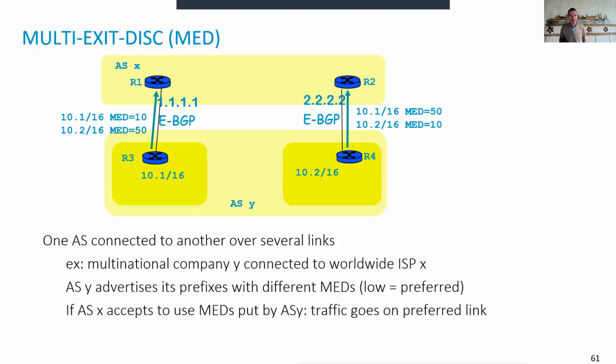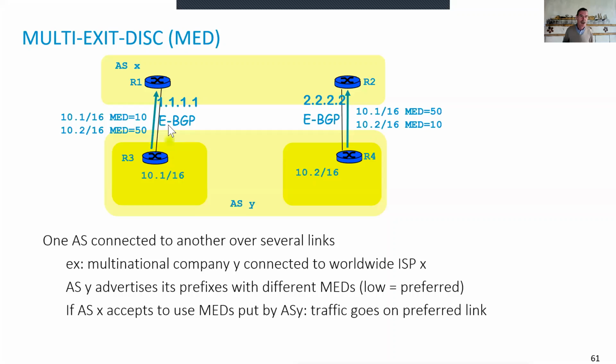Another important field that is often visible is called the multi-exit discriminator, the MED. It's also a priority field, but its use is different. It is typically used when a customer like Y has a provider X and is multi-homed. Multi-homed means connected to its provider through multiple access points, which is practically always the case because of redundancy. You don't want to be connected via a single line.